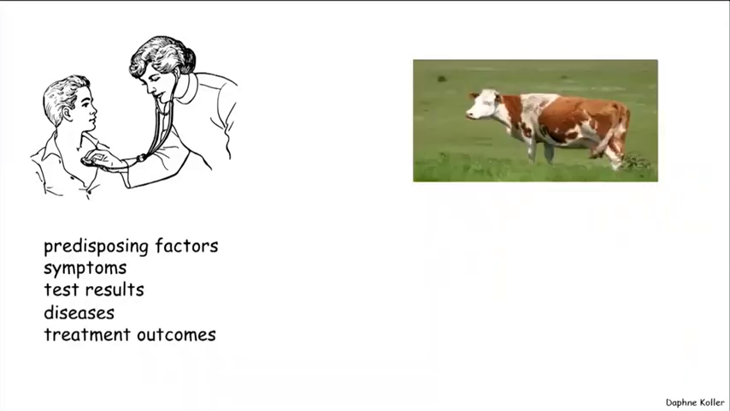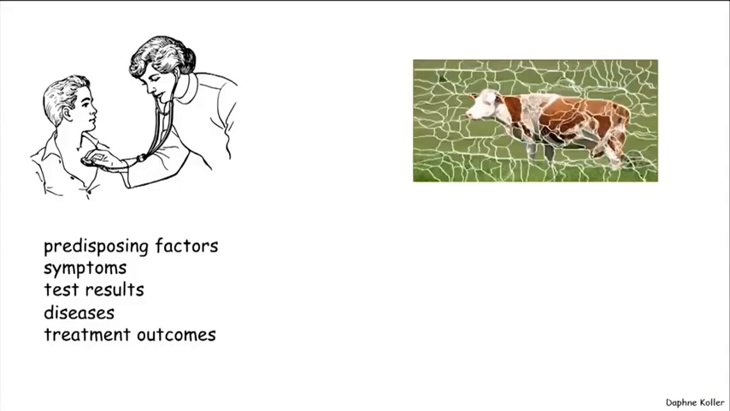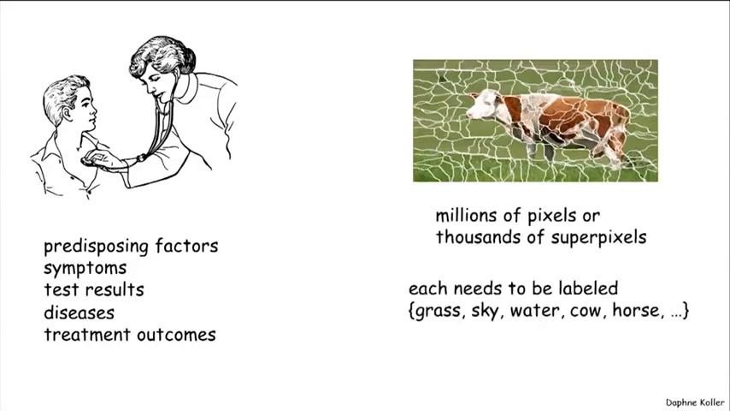A very different application where PGMs have also been used is that of image segmentation. Here we might have an image such as this that has thousands or even hundreds of thousands of pixels, and what we'd like to do is figure out what each pixel corresponds to. For example, if we break up the image into these fairly larger regions to have less stuff to reason about, we want to figure out which of these corresponds to grass, sky, cow, or horse.